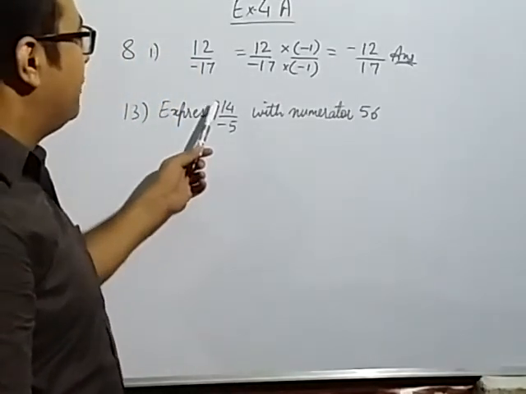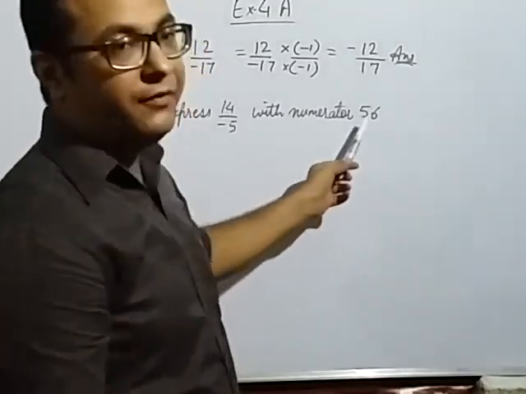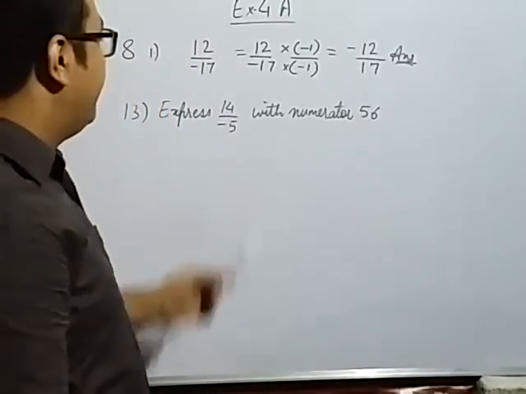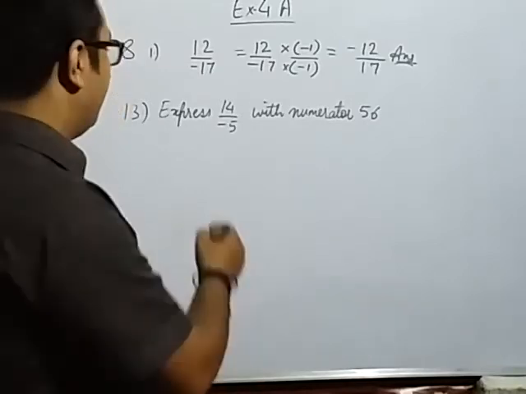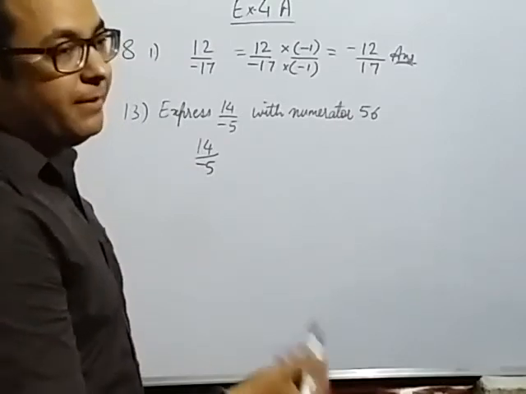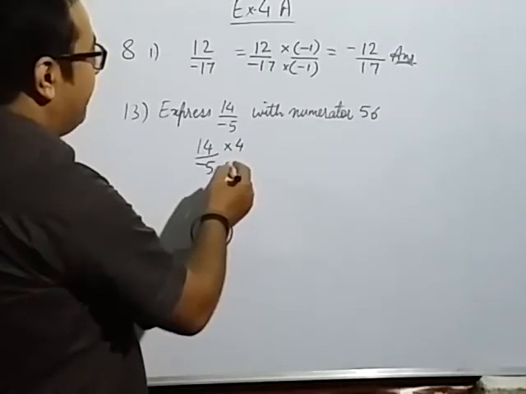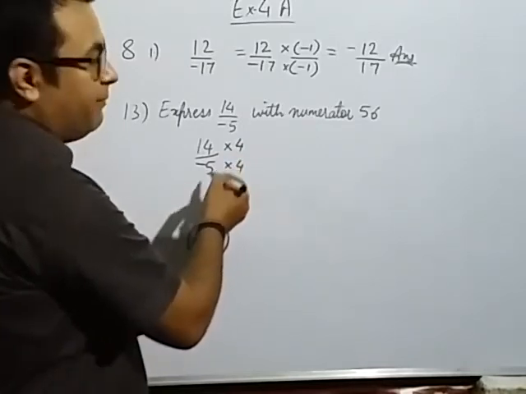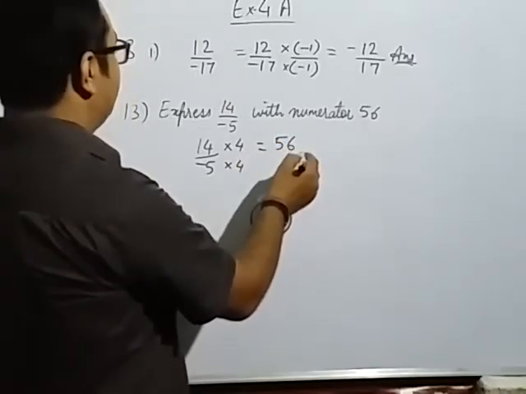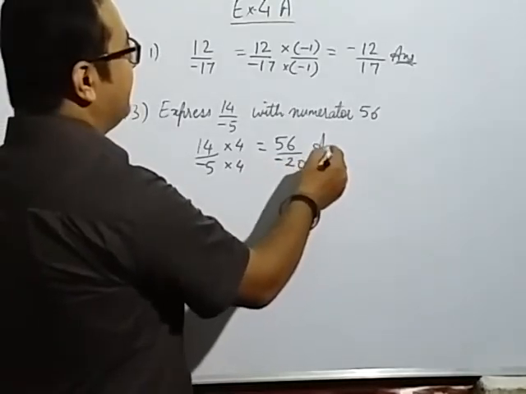Question is express 14 upon minus 5 as a rational number with numerator 56. So we need to make the numerator 56 and the numerator given in the question is 14. Okay. So by what number should we multiply 14 so that it becomes 56? By 4. If we are multiplying the numerator by 4, we need to multiply the denominator also by 4. So 14 4s are 56, minus 5 4s are minus 20. So this will be our answer.